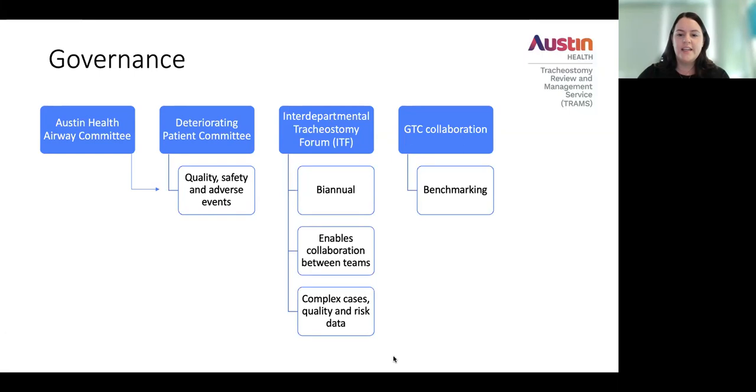In addition to these local committees, Austin Health is honoured to be a founding member of the GTC. The GTC is such a wonderful community of healthcare professionals and teams, patients and families, collaborating to empower and inform transformative change and continuous improvement in the quality of care for patients with tracheostomies. The database facilitates collection of detailed patient-level data for each tracheostomy admission, and that allows us to analyse, report and benchmark outcomes.